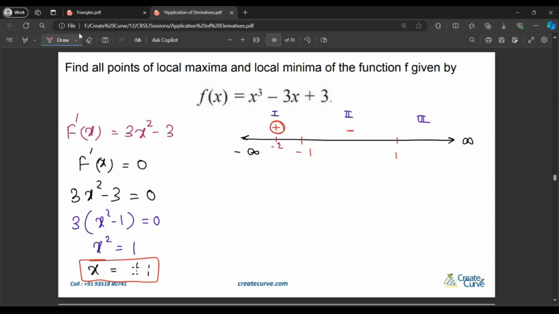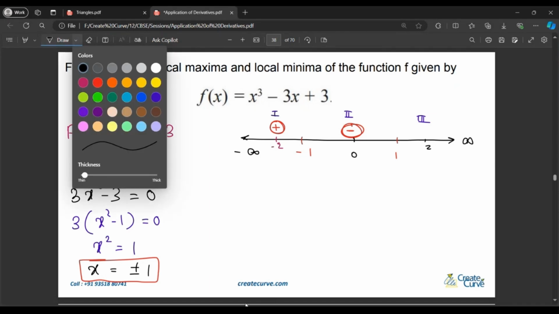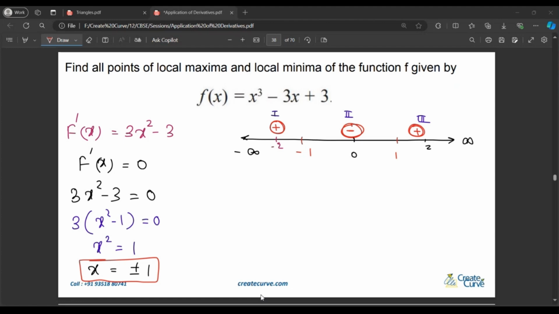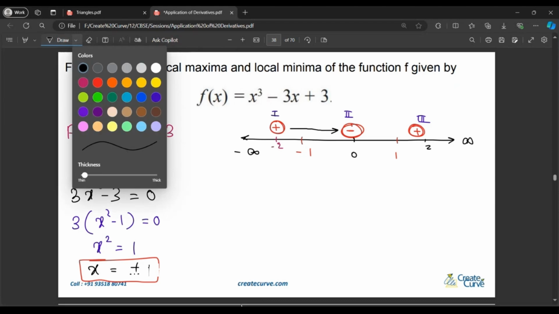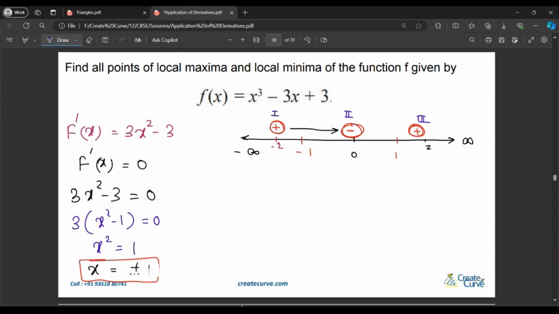Then the third region. Select any number in the third region, so with 2, substitute. The answer is greater than 0. Now if we focus, what statement have we written for local maxima? Positive goes to negative. From here, can we see positive is going to negative? Which means the point of local maxima is x equal to minus 1.